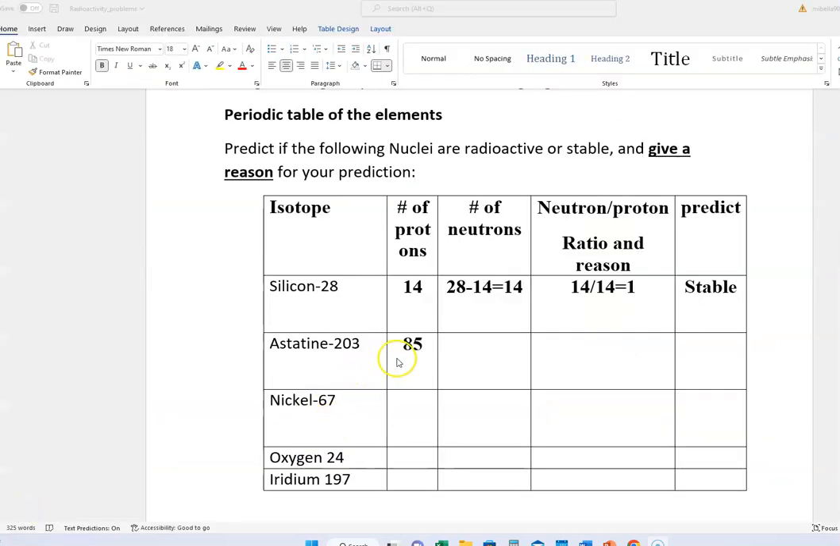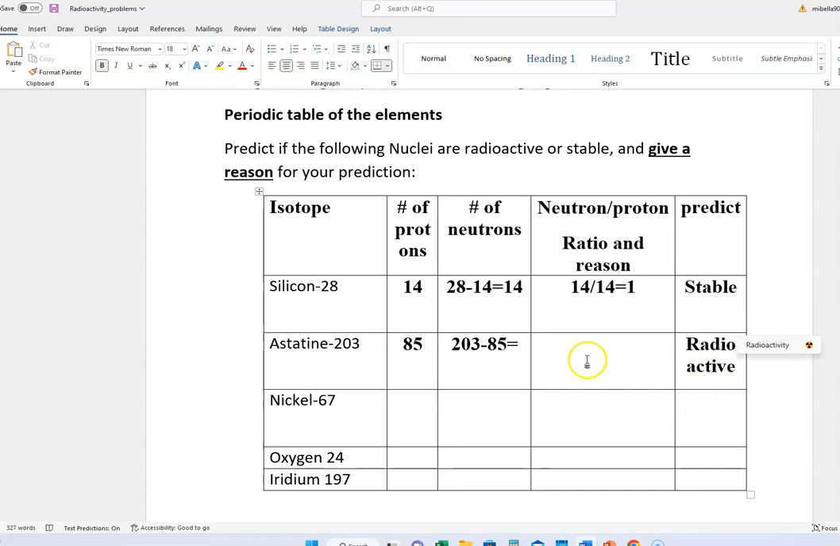I've gone back to this worksheet. So there's the 85 protons. And then we have 203 minus 85 to get the number of neutrons. Now, we don't really need to do that anymore for this one. We'll do it just to show what the ratio is. But we already know that this one's going to be radioactive.